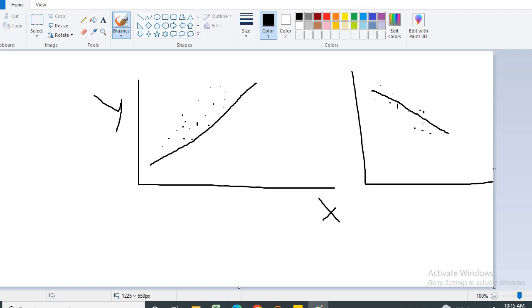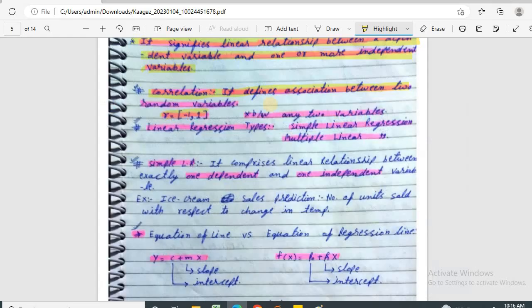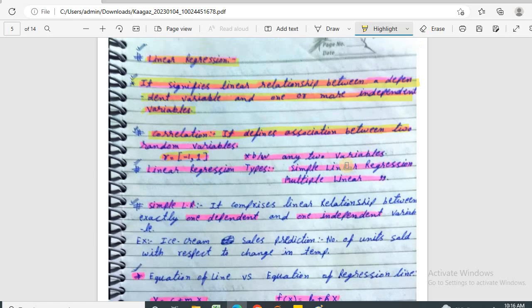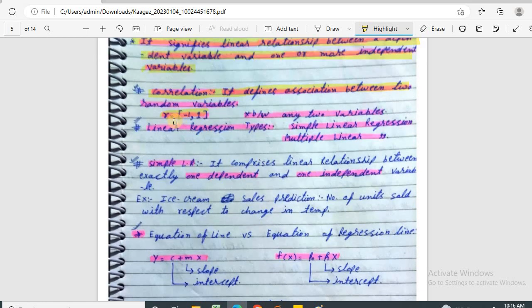Or if we have a third one also, so this is zero correlation. So correlation is between any two variables.